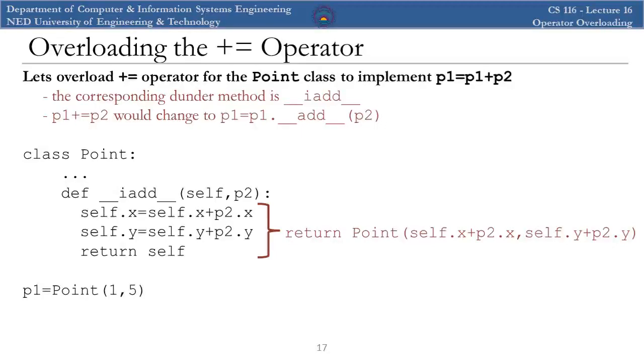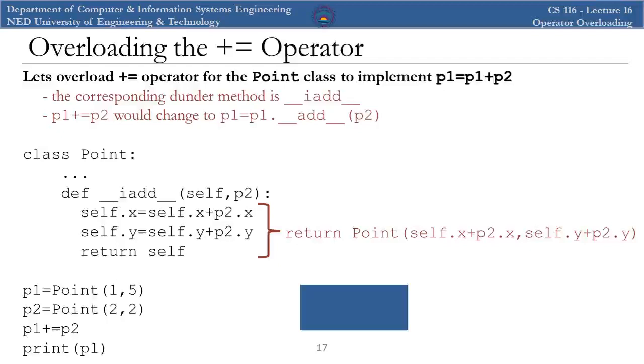So let's define a point p1 and a point p2 and call this statement p1 plus equal to p2. What output should it produce? It should produce 3, 7. That statement is actually not printing p1, so I'm printing it explicitly using this print statement, and this is the output it produces.